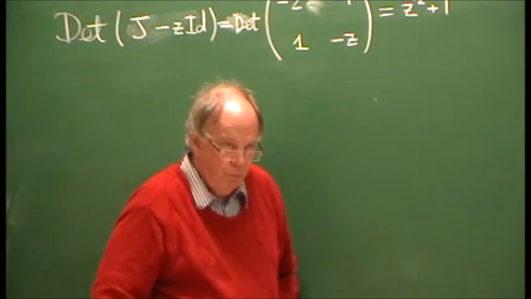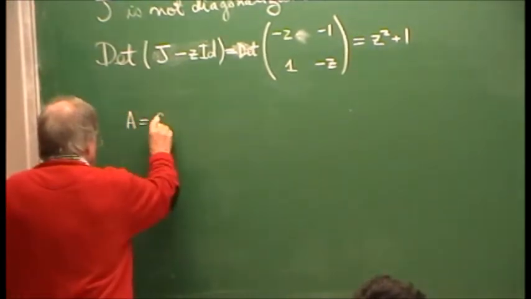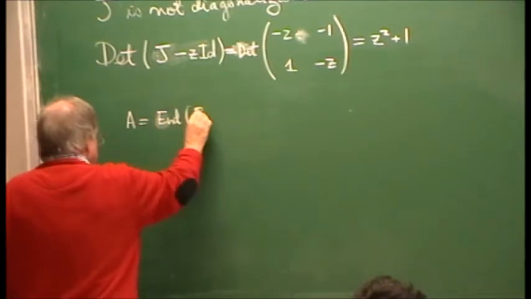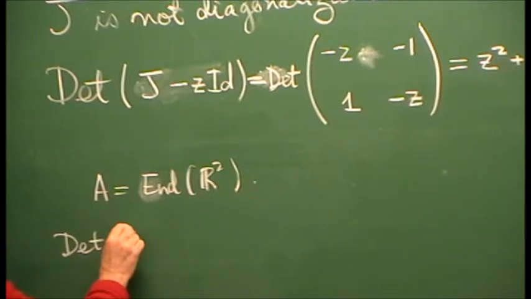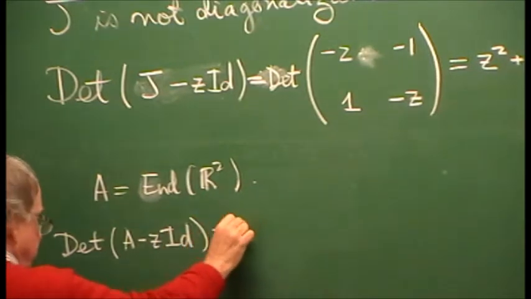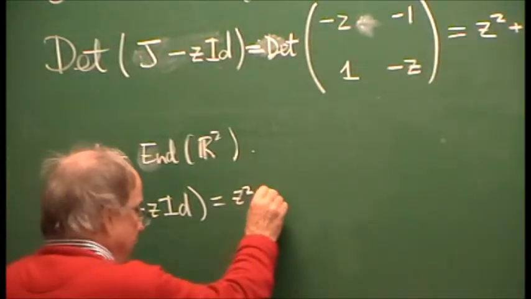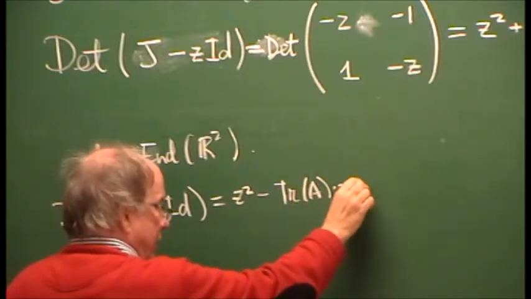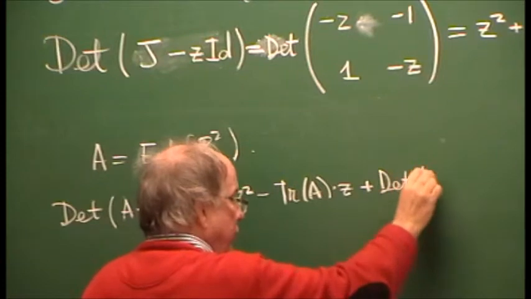Can you do that by memory without calculating? If you have A, an operator, say, in the endomorphisms of R2, then the characteristic polynomial, the determinant of A minus Z times the identity, is Z squared minus trace A times Z plus the determinant, that's also a trace if you think about it correctly.